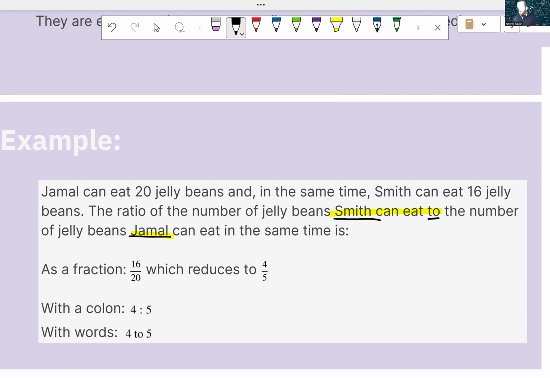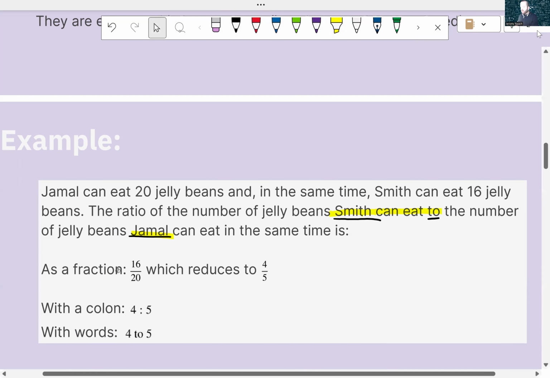So we can write this as a fraction 4 over 5, or with a colon 4 to 5, or with words 4 to 5. And these all mean the same thing.